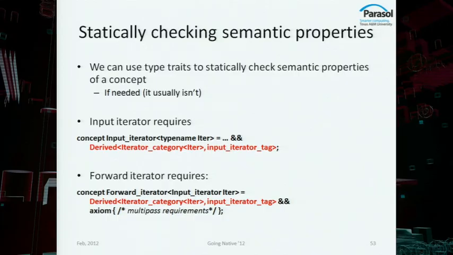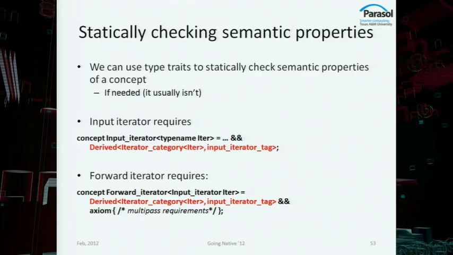Instead of, basically we're using the same iterator category trick here. So we're looking to see if the iterator category for some type is actually derived from input iterator, forward iterator. And this actually becomes a static check now, because we can determine whether one type is derived from another at compile time.